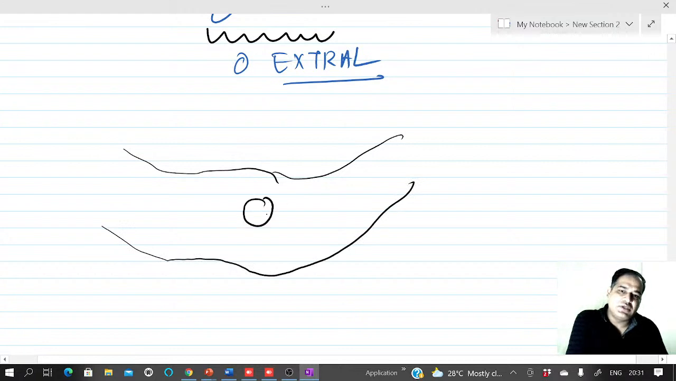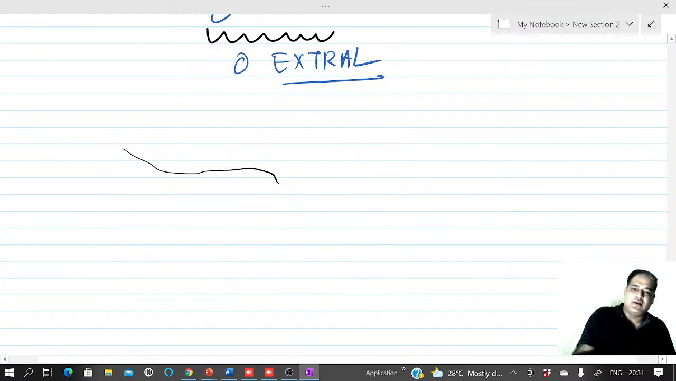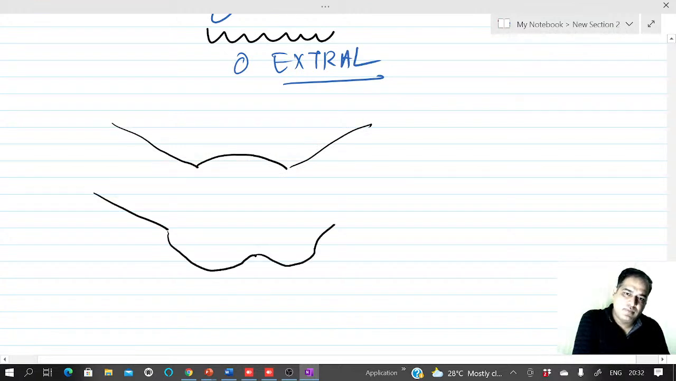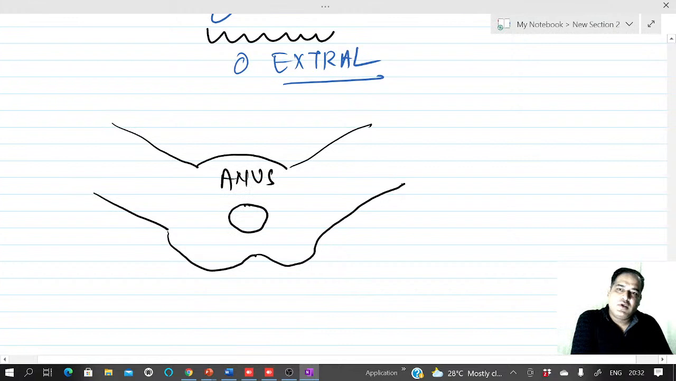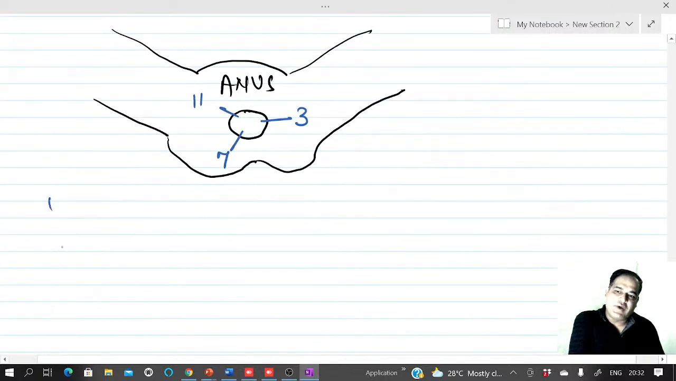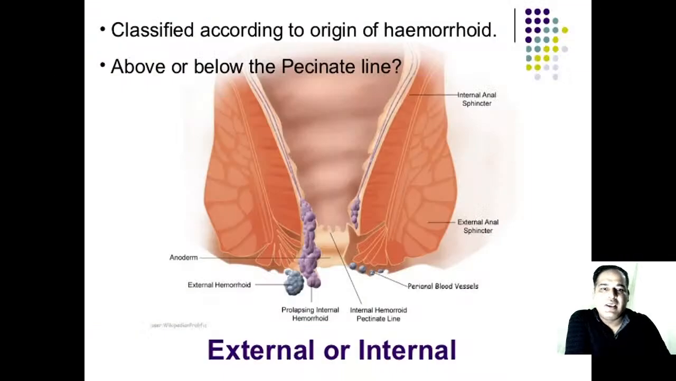So if your patient is lying in front of you like this, and let's say this is the anal canal of your patient. You're standing between the legs of the patient. So the hemorrhoids will be present at the typical location, 3, 7 and 11 o'clock position. So they are either first degree, second degree, third degree or fourth degree.